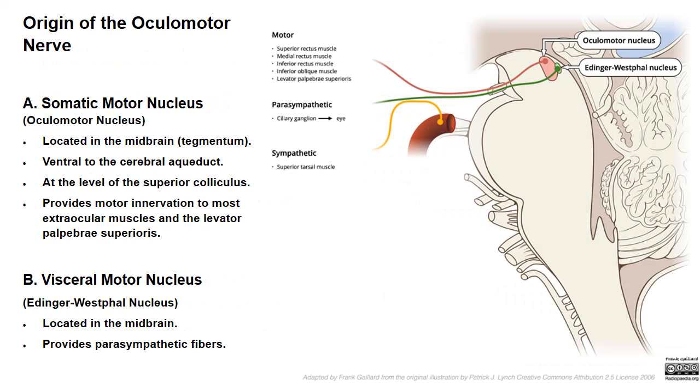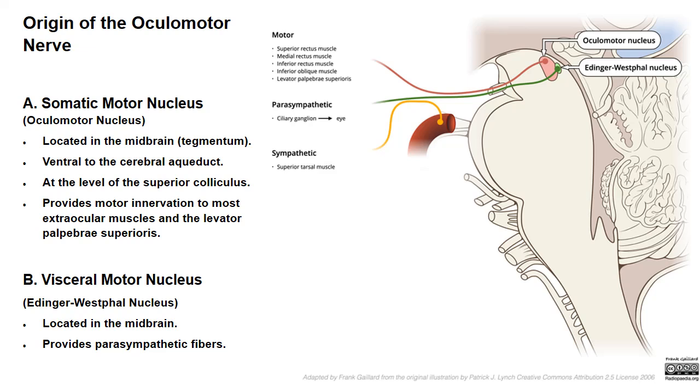The oculomotor nerve originates from two nuclei in the midbrain at the level of the superior colliculus. A somatic motor nucleus, or oculomotor nucleus, is located in the midbrain tegmentum, ventral to the cerebral aqueduct at the level of the superior colliculus. It provides motor innervation to most extraocular muscles including superior rectus, inferior rectus, medial rectus, inferior oblique, and the levator palpebrae superioris, which elevates the upper eyelid.